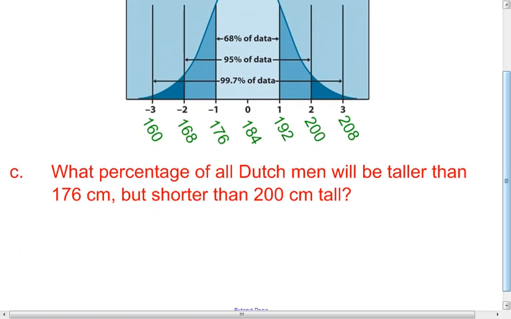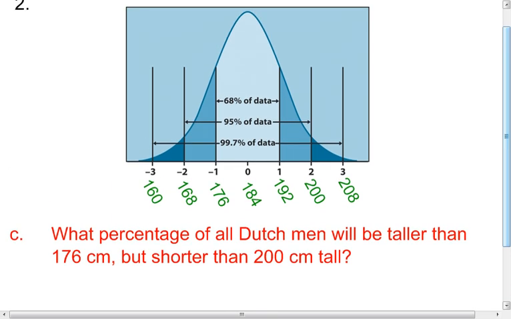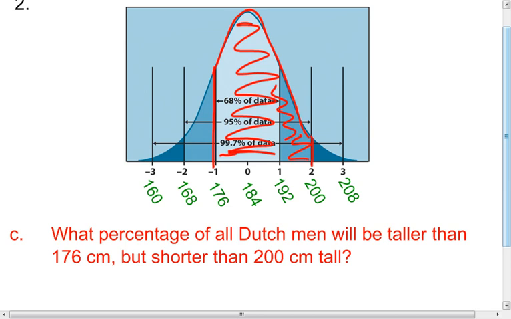All right, then this one. What percentage of all Dutch men will be taller than 176 centimeters, but shorter than 200? So taller than 176, but shorter than 200. So I want to know what part of the curve that is from here to here. Okay, so if I kind of color that in, that's what I'm trying to figure out.